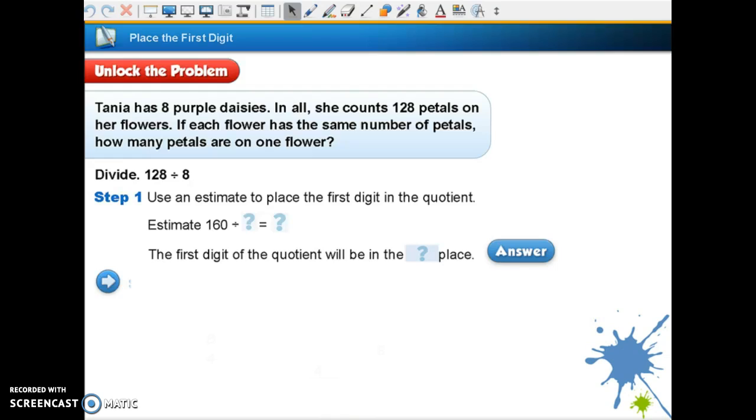Okay, so the first digit of the quotient will be in what place? Is it going to be in the hundreds, the tens, or the ones? The tens. It won't go into that number in the hundreds, will it? No.